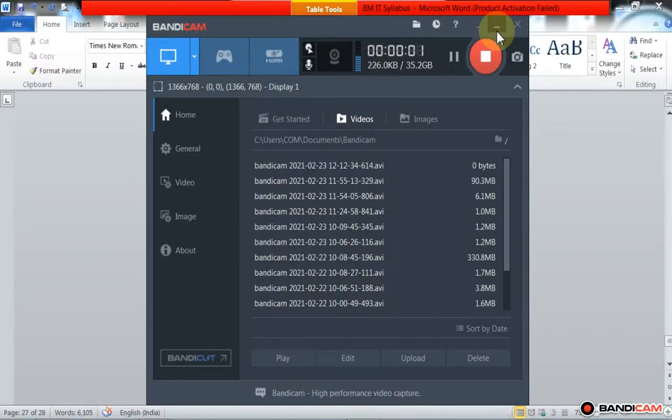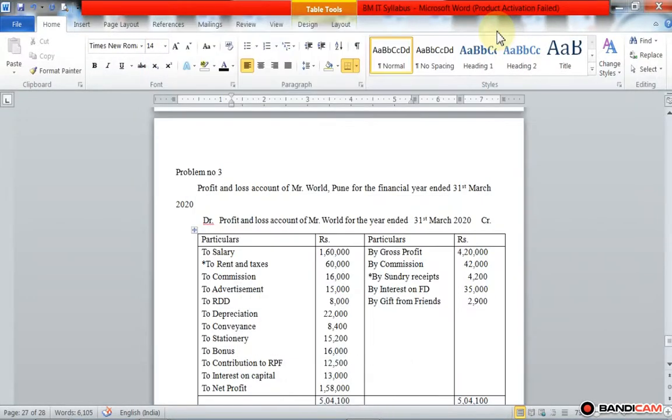Hello students, in our previous lecture we solved a practical problem number second on computation of taxable income from business. In today's lecture we are going to solve practical problem number third on computation of taxable income from the business. Problem number third: profit and loss account of Mr. World, Pune, for the financial year ended 31st March 2020.